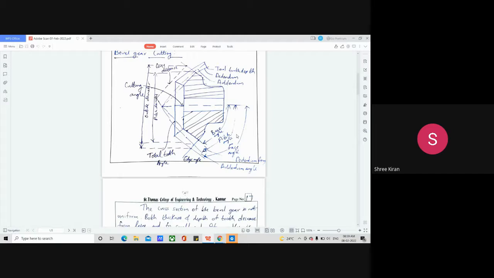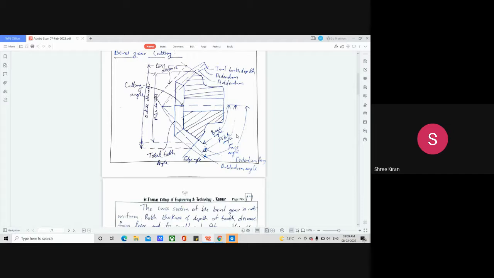Both the thickness and the depth of the tooth decrease from the large end to the small end. That's what happens.